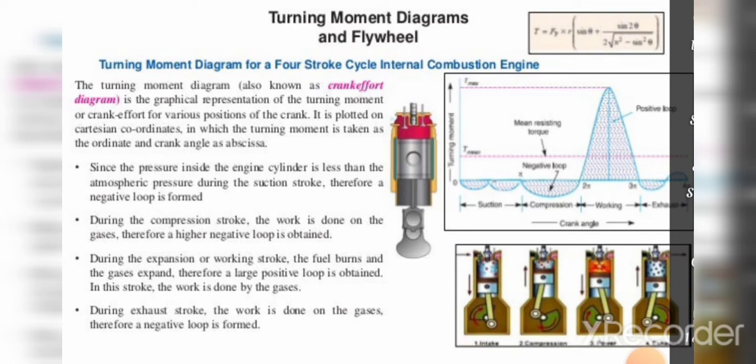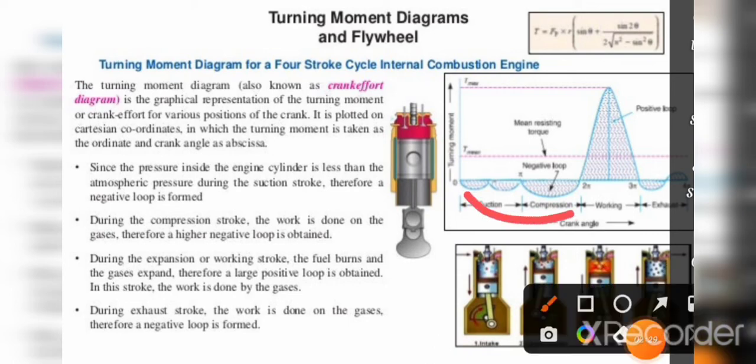Since the pressure inside the engine cylinder is less than atmospheric pressure during the suction stroke, a negative loop is formed. In the diagram we can see the negative loop here. Why is this negative loop formed? Because the pressure inside the engine cylinder is less than the pressure outside, that is atmospheric pressure. Whereas in the compression stroke the work is done on gases, hence a high negative loop is obtained. Here we can see this is the suction stroke, this is the compression stroke, this is the working stroke, and this is the exhaust stroke. In the compression stroke, as work is done on gases, a high negative loop is obtained.